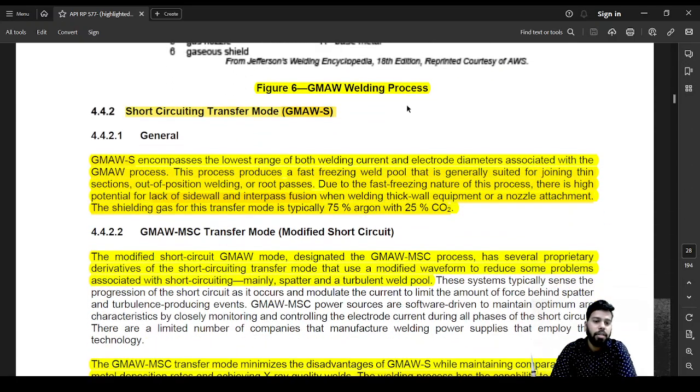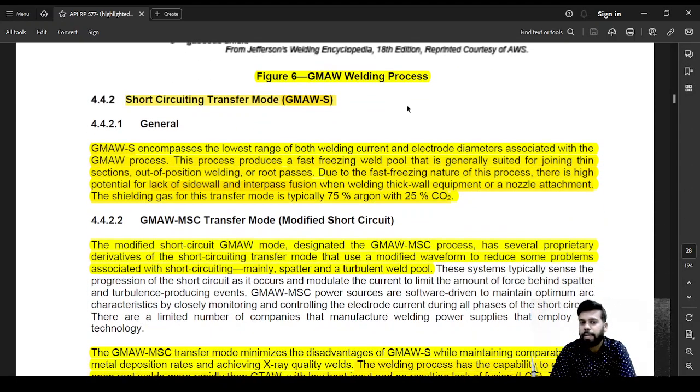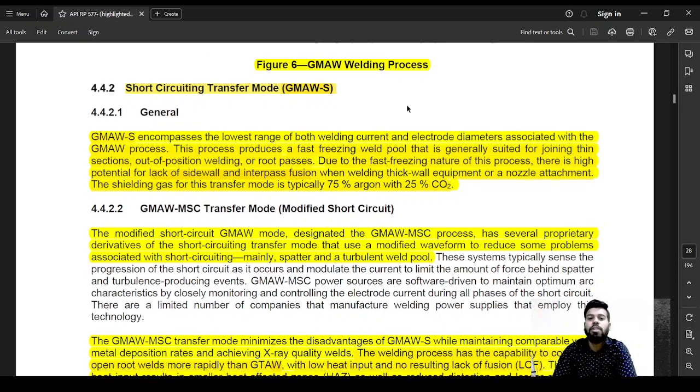So there are different types of metal transfer. You have the short circuiting method. The short circuiting method is not generally used. It can be used for thinner metals, but if you use it for thicker metals, then you can have a problem of lack of fusion.